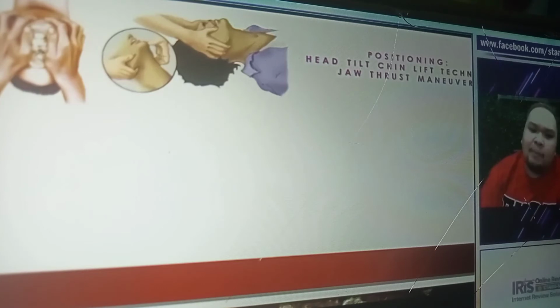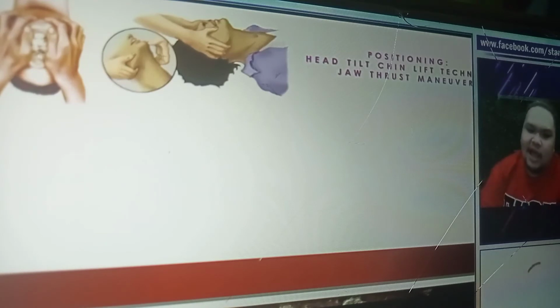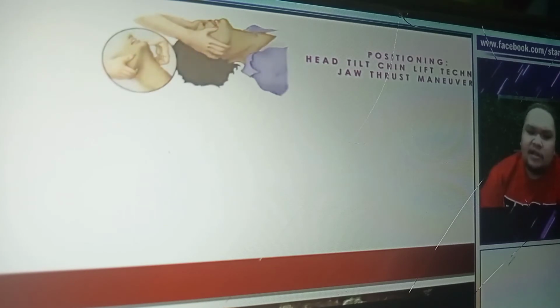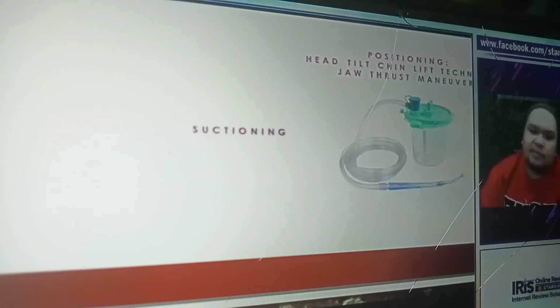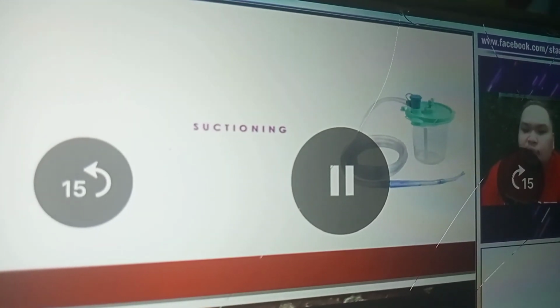Now, let's say you keep doing head tilt and you know your head tilt is very good, but the airway is still compromised. Probably the patient has possible secretions. So what do you need to do? You need to do suctioning.